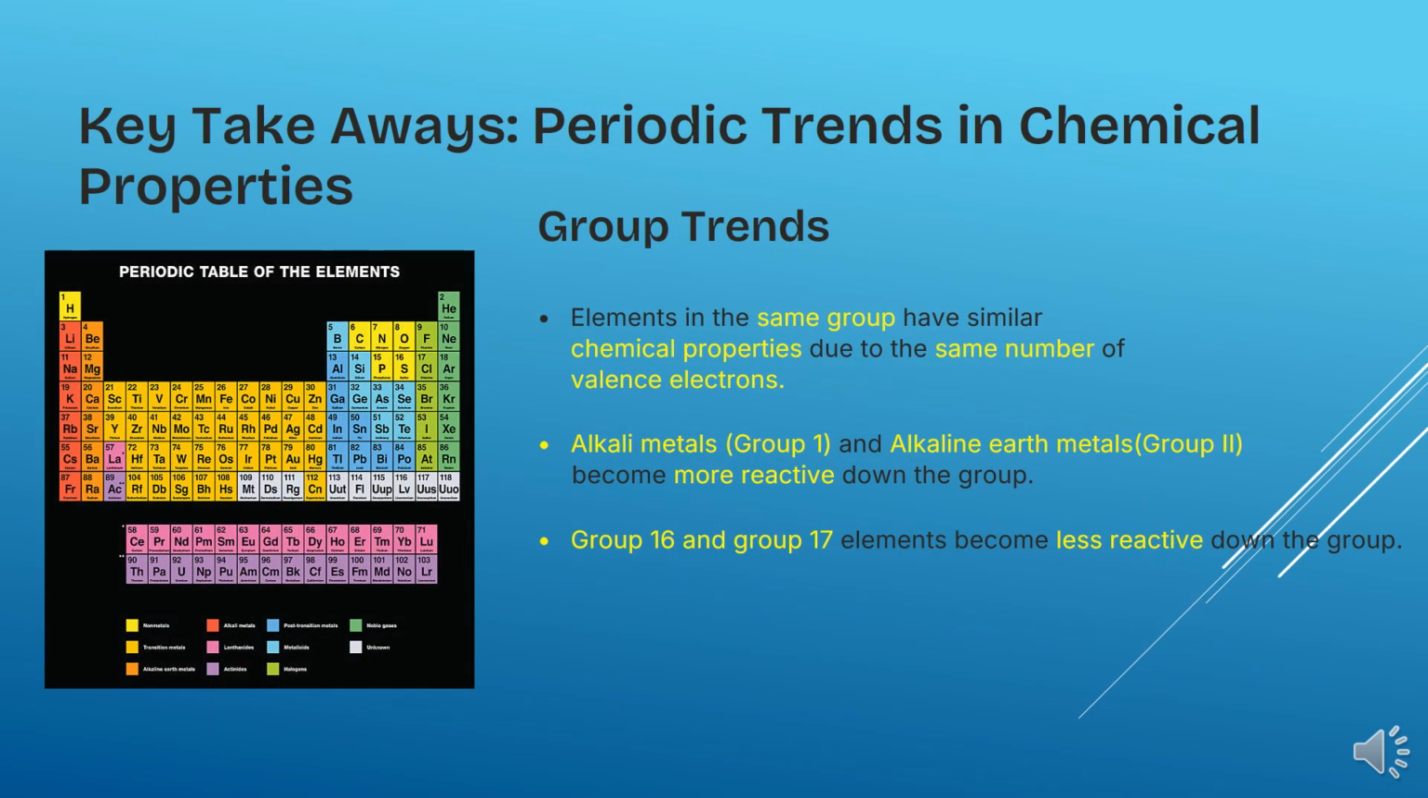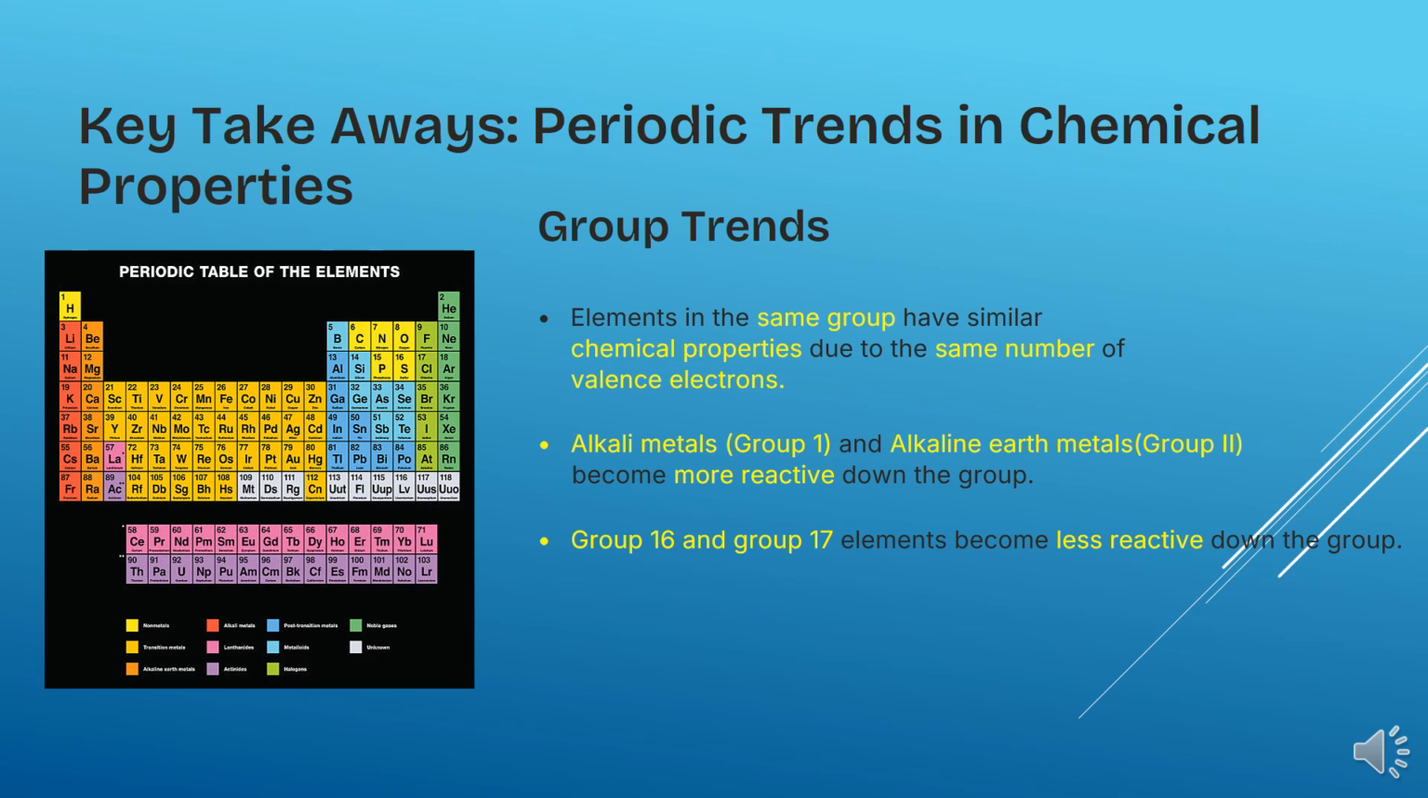Dear students, let's focus on our key takeaways. Periodic trends in chemical properties. Group trends. Elements in the same group have similar chemical properties due to the same number of valence electrons. Both alkali metals group 1 and alkaline earth metals group 2 become more reactive down the group. Due to the expansion of atom, it becomes easier for metals to lose electron, so their tendency to lose electron increases. In other words, they become more and more electropositive down the group.